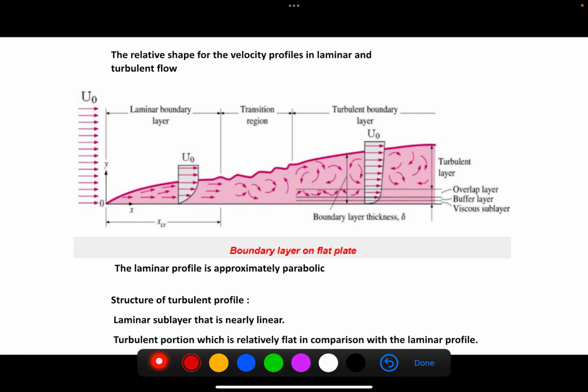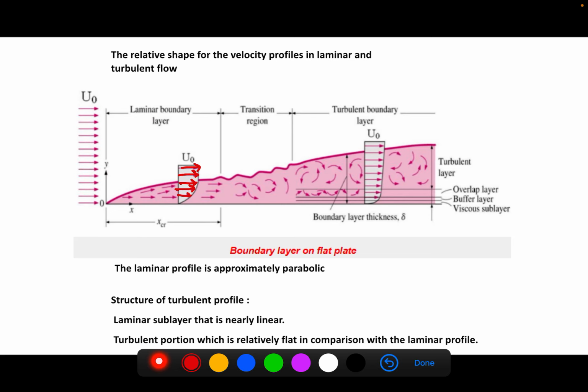Next is the same explanation, with a little more clarity. Here u zero means u infinity only. Everywhere you can see the same velocity, but once it reaches above the surface of this flat plate, outside the layer it is u0 only, but here it is less than u infinity. This much is less than u infinity.